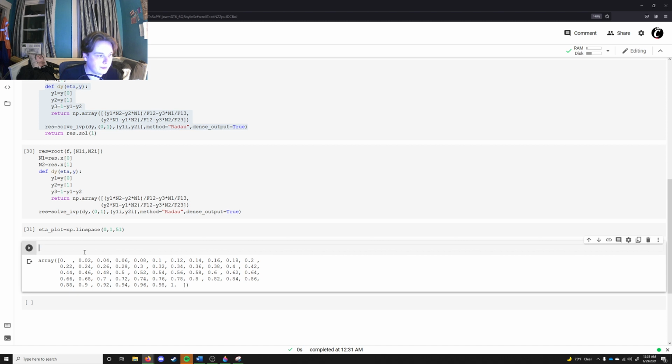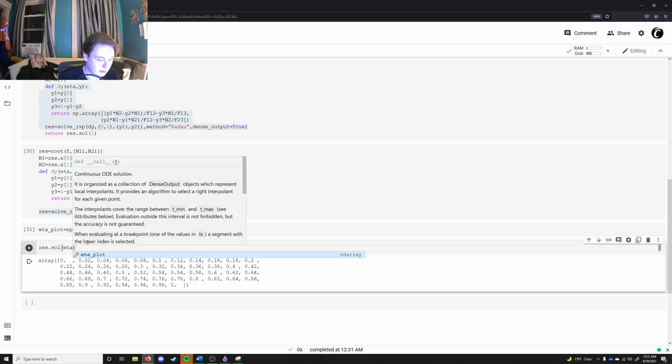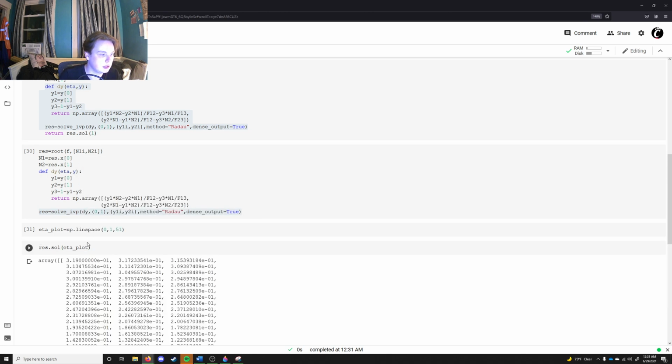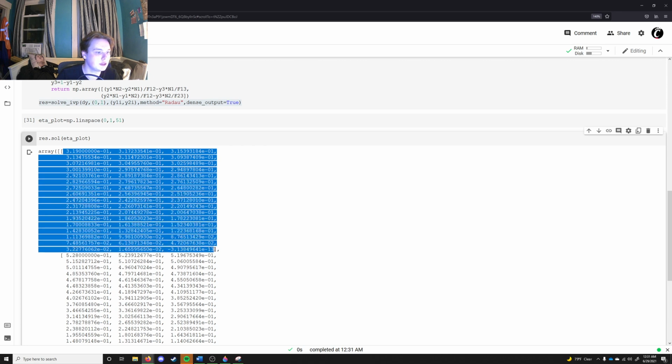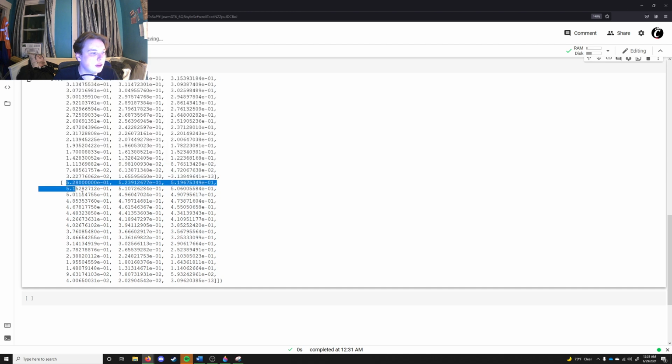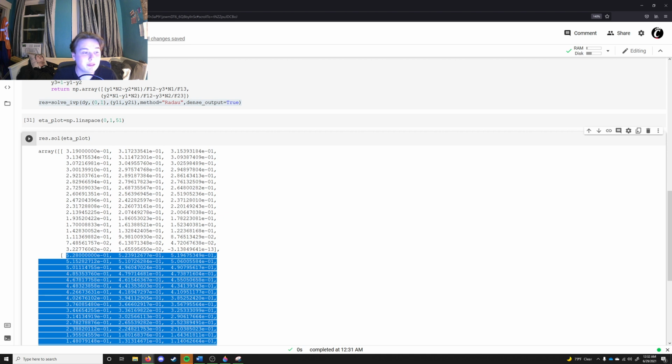So now we need all of our numbers from our solution up here. So we're going to res.sol, and we're going to do it for the values of eta plot, and we get this big array. These first values here would be the values for acetone, and these ones down here would be the values for methanol. So we want to plot it for acetone, methanol, and air. We will get to the air in a second.